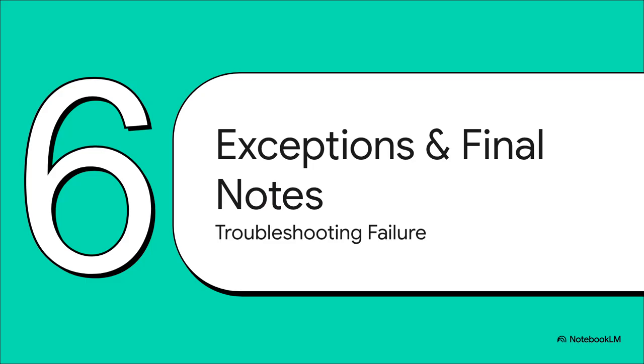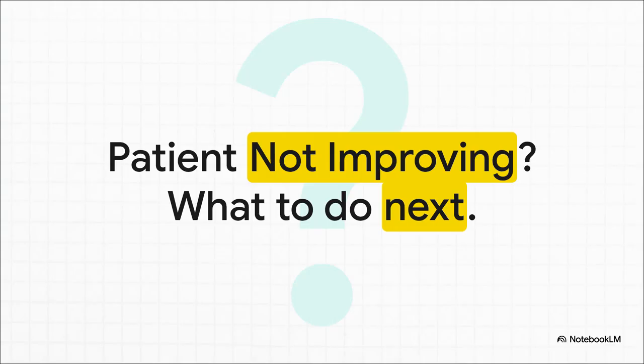Okay, to wrap things up, let's touch on that critical scenario of treatment failure. What's our game plan when a patient just isn't improving the way we'd expect, even on guideline-directed therapy? This is such an important clinical question. You've followed the steps, you've chosen the right drug, but 48 to 72 hours later, your patient is not getting better. What do you do next?